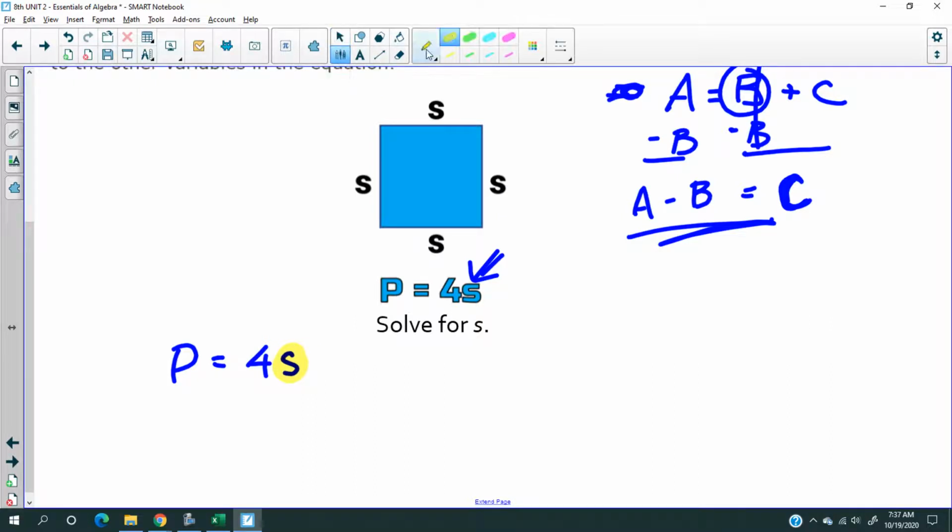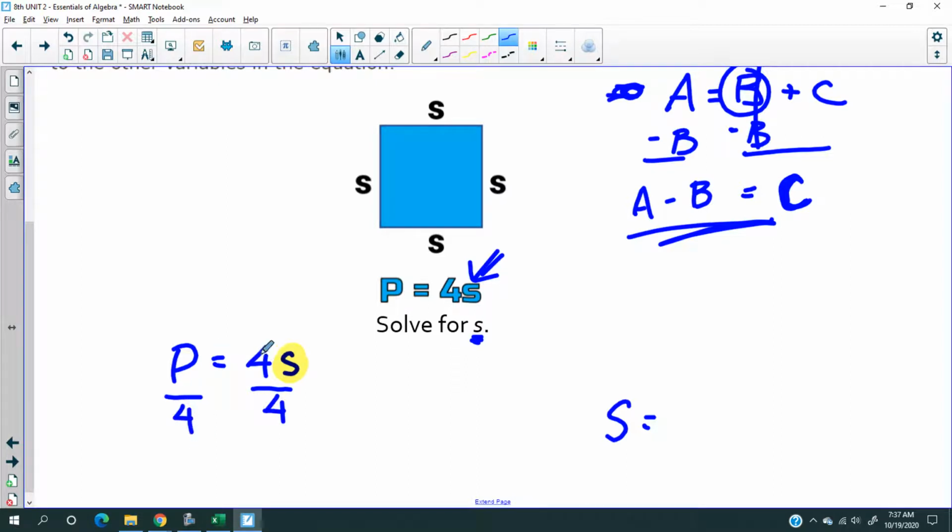So what does that mean? Well, that means I need to get rid of the 4 that's right next to it, right? Remember, at the end, we want s to be by itself. So how do I do that? All right, this is 4 times s, right? So what's the opposite of multiplication? Yep, division, right? So we're just going to divide both sides by 4, okay?